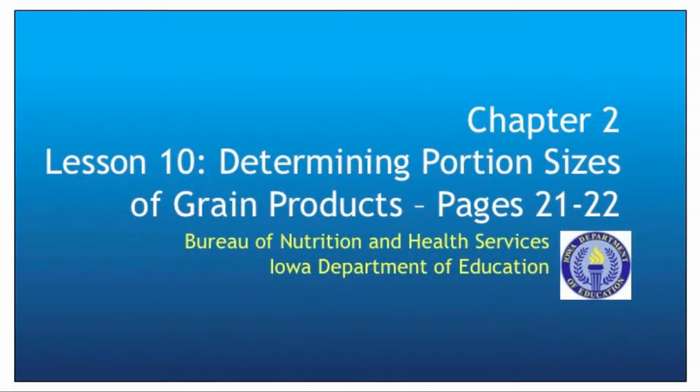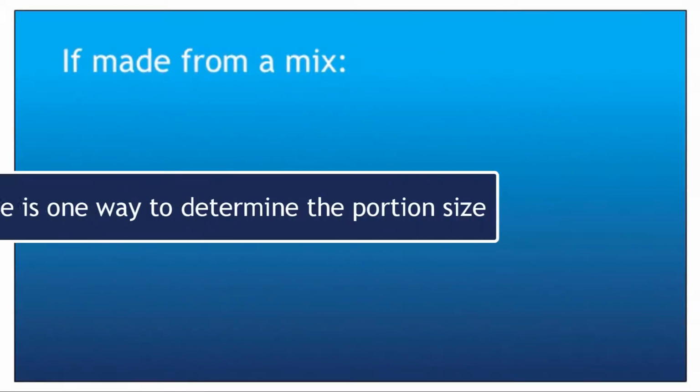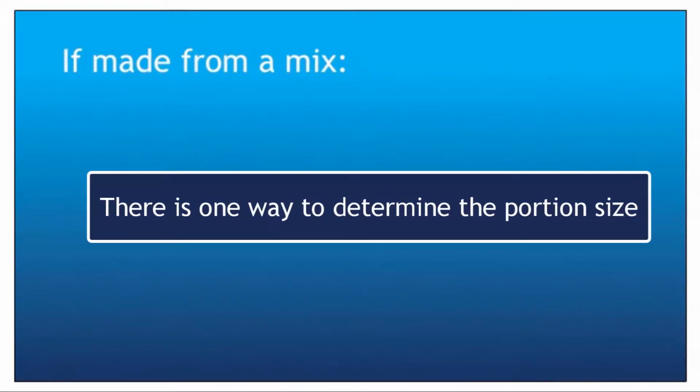This lesson will cover how to determine portion sizes for grain products. The information is found in Chapter 2 of the CACFP Administrative Manual. Grain products may be made from a mix, purchased, or homemade from scratch. If made from a mix, there is one way to determine the portion size.